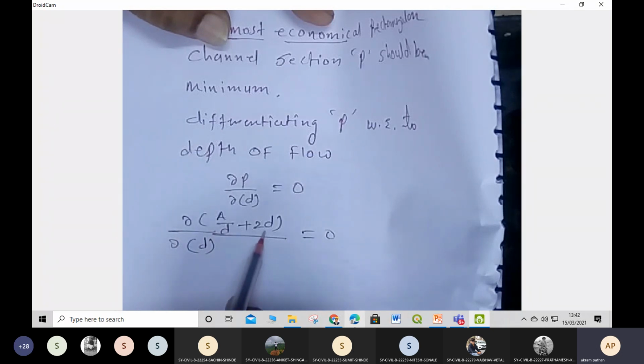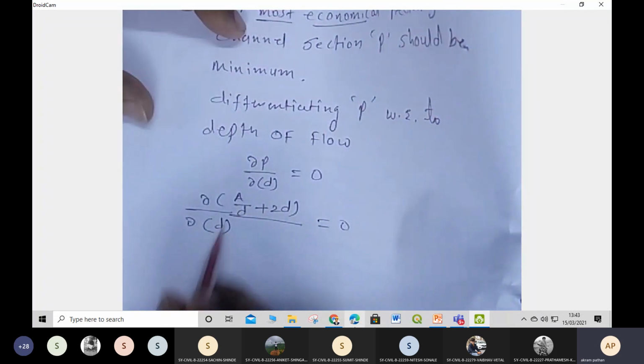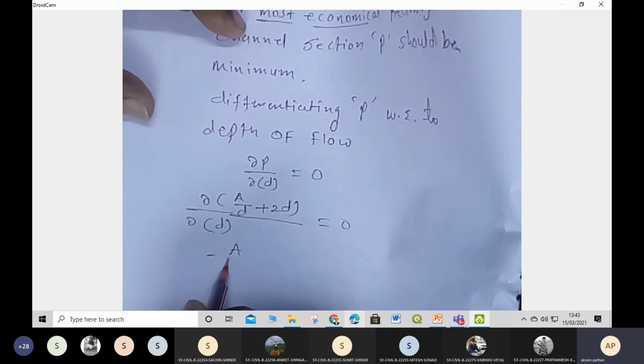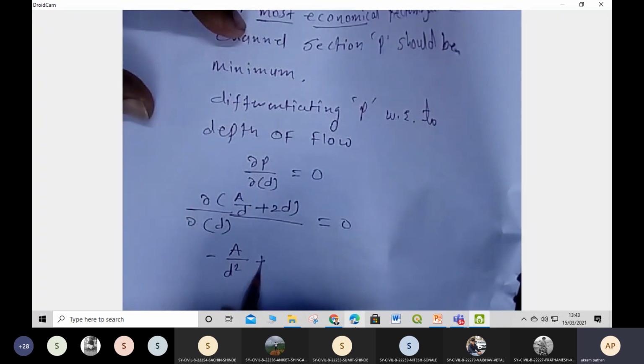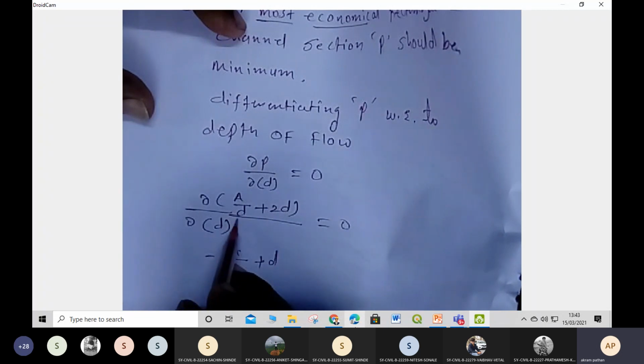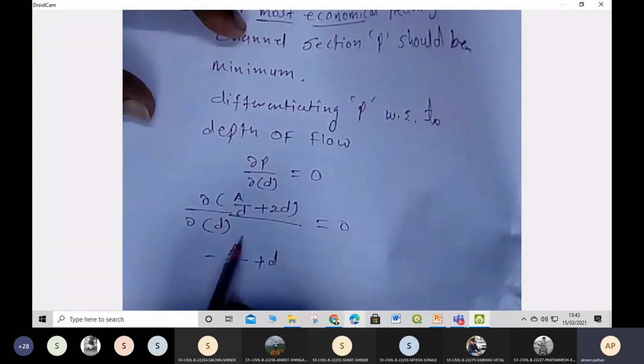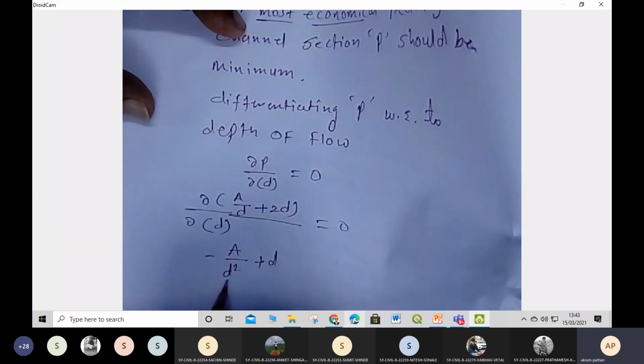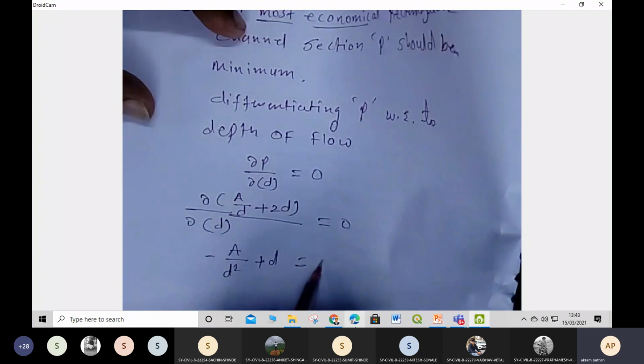Del of A by D plus 2D. What is this A by D? This is the perimeter we calculated earlier, del D which is equal to 0. So differentiate this A by D plus 2D with respect to the depth of flow. After differentiating, I will get minus A by D square plus 2, which is equal to 0.